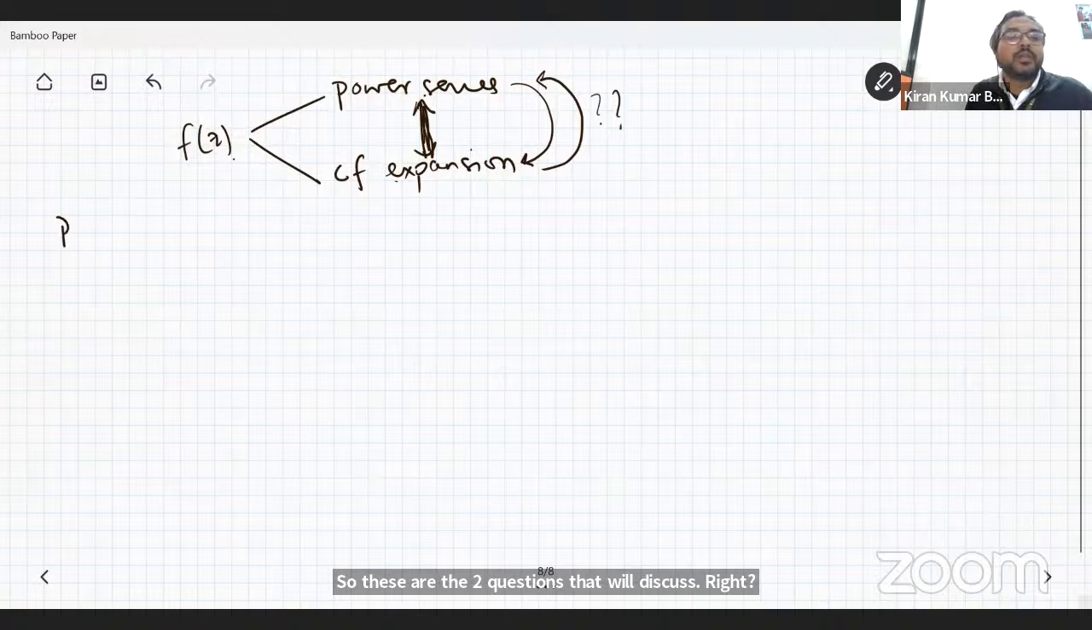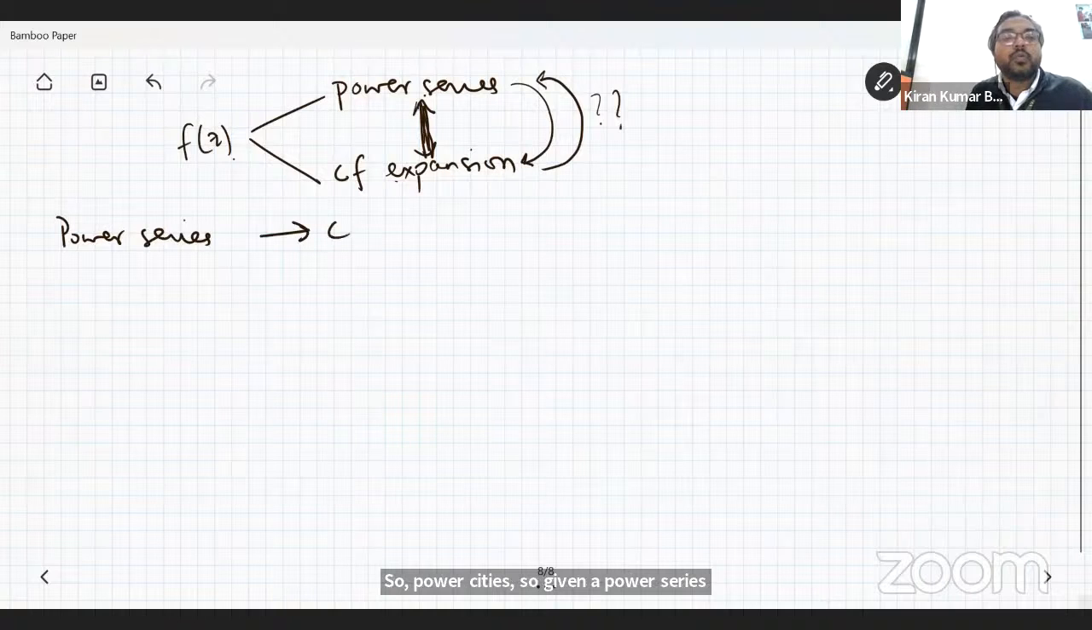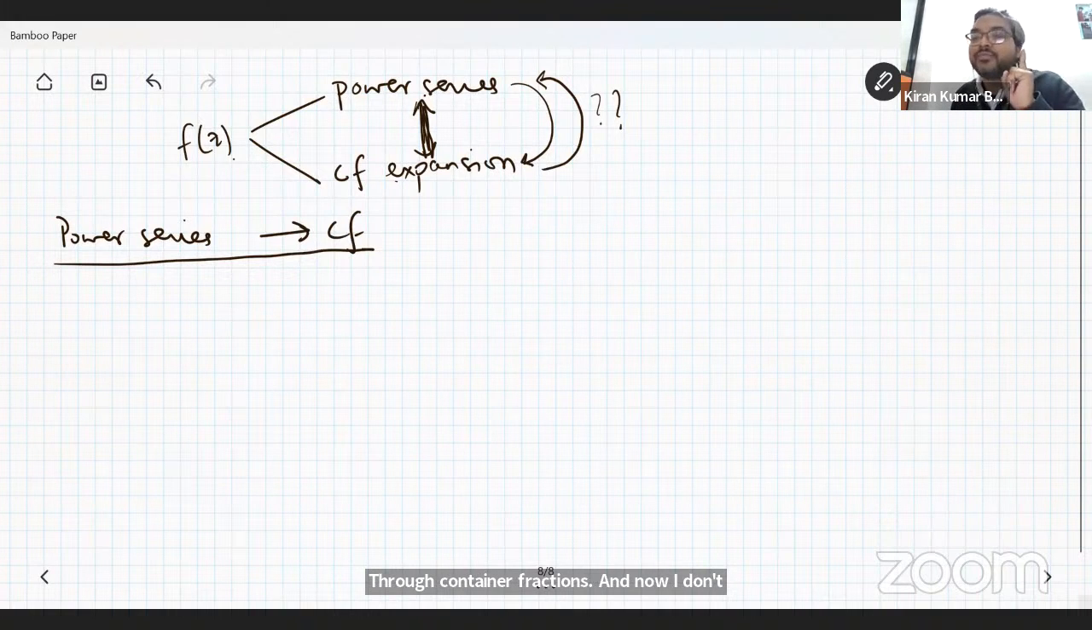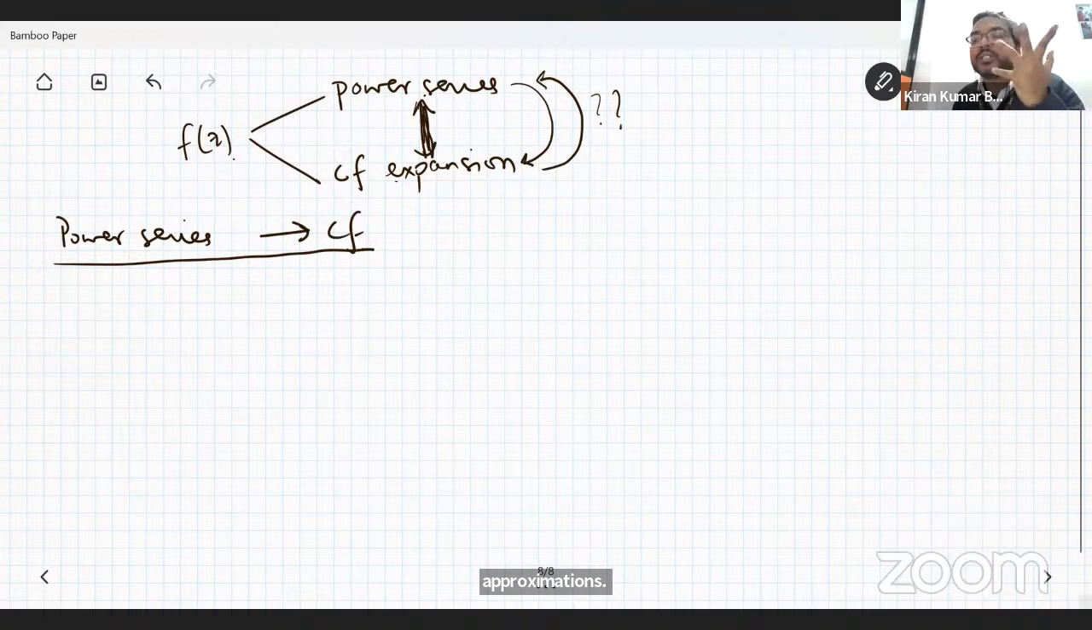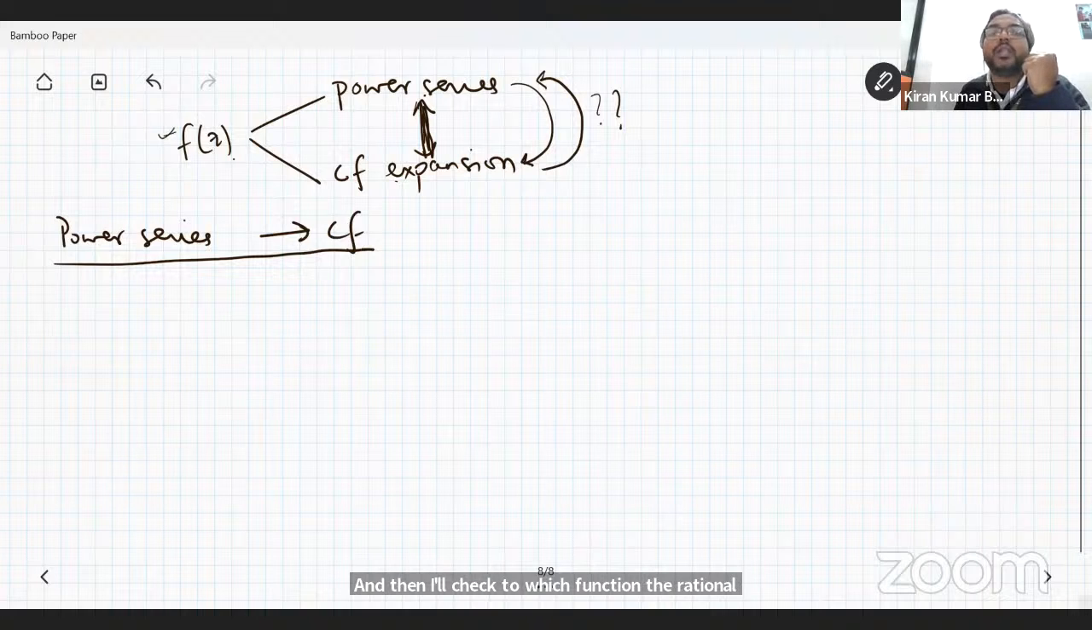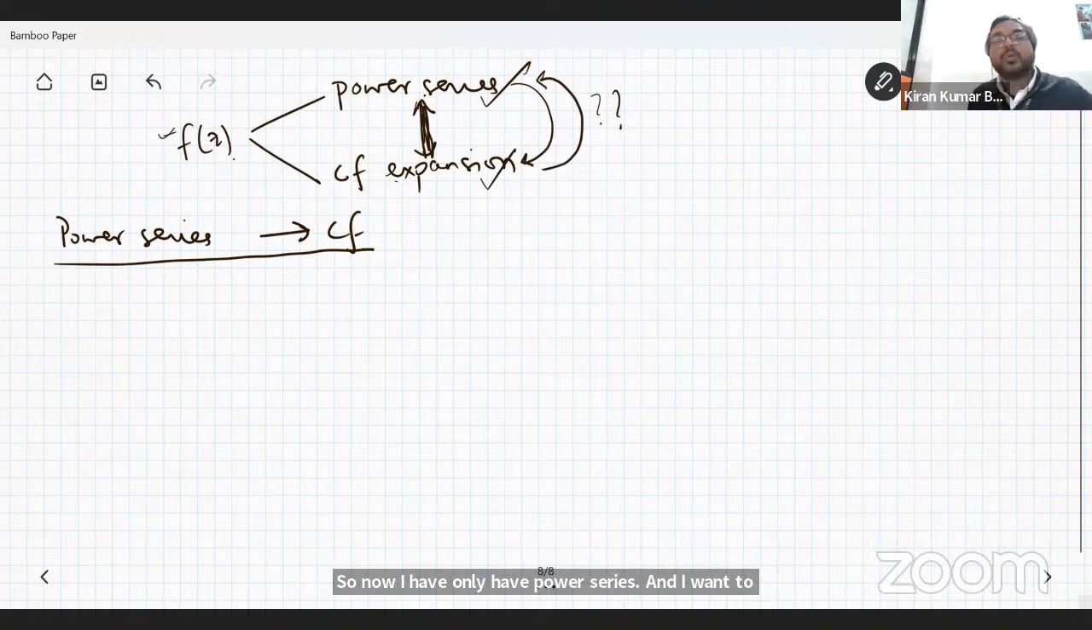So given a power series, convert to continued fractions. Now I don't know what is f(z). I only have the power series. So can I convert it into a continued fraction? From the continued fraction, I will get a sequence of rational approximants, and then I will check to which function the rational approximants converge, and that way I will get f(z), right? So now I only have the power series, and I want to convert it into a continued fraction. So what is the idea?